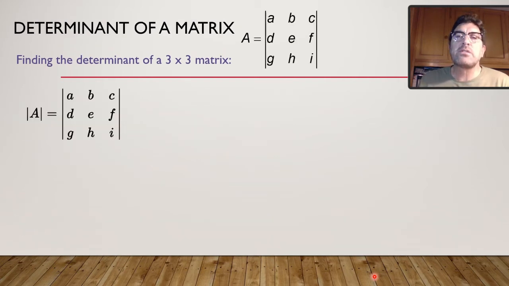Okay, now let's look at an alternative way to find the determinant of a 3 by 3 square matrix. Okay, let's see how this works.